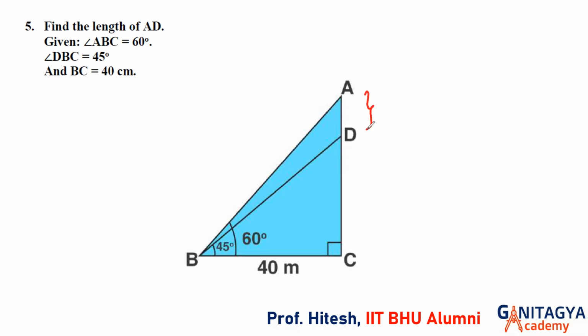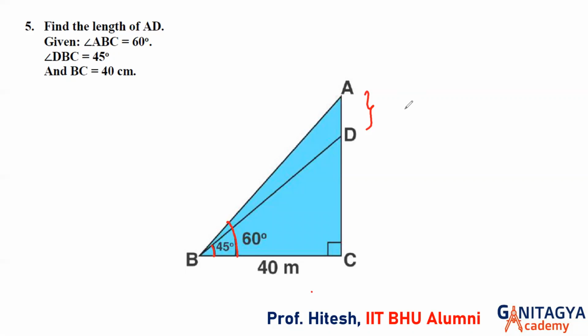Okay, given angle ABC, total this outer is 60 degree and DBC is 40 degree. Okay, very nice. And BC is equal to 40 meter. Let's see, let me solve it.